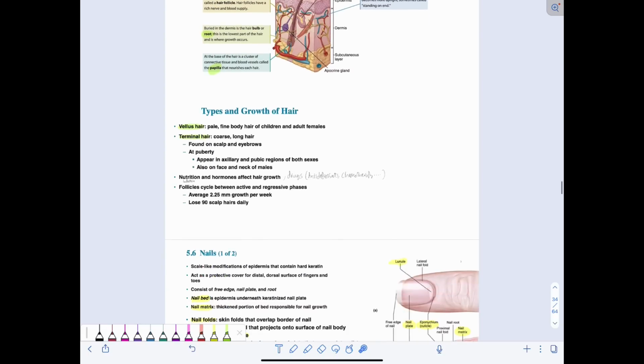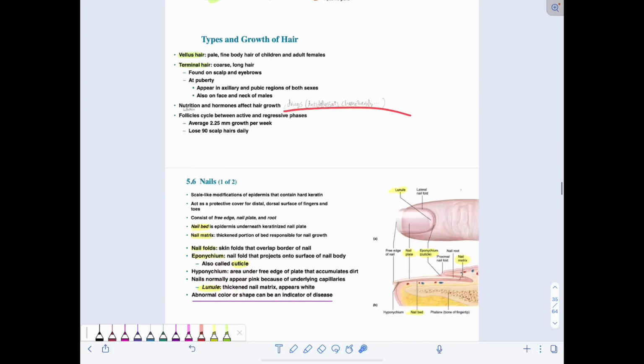Types of hair. You have villous hair and you have terminal hair. Terminal hair is the hair in your eyebrows and on your head, and then villous hair is that pale, fine hair that nobody really notices. Yes, drugs, of course, especially chemotherapy and stuff, stop hair growth, and nutrition plays a huge role in there.